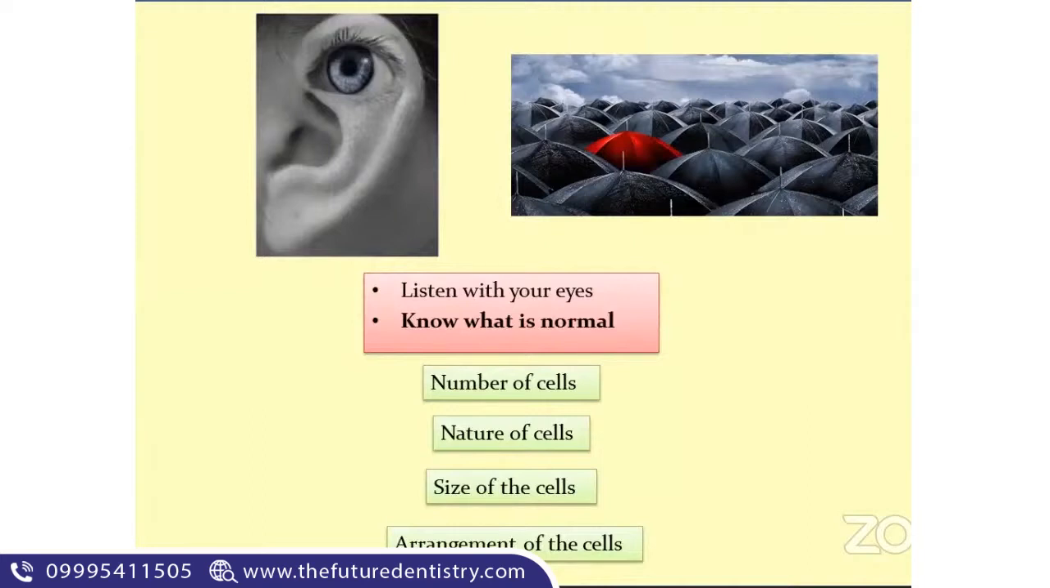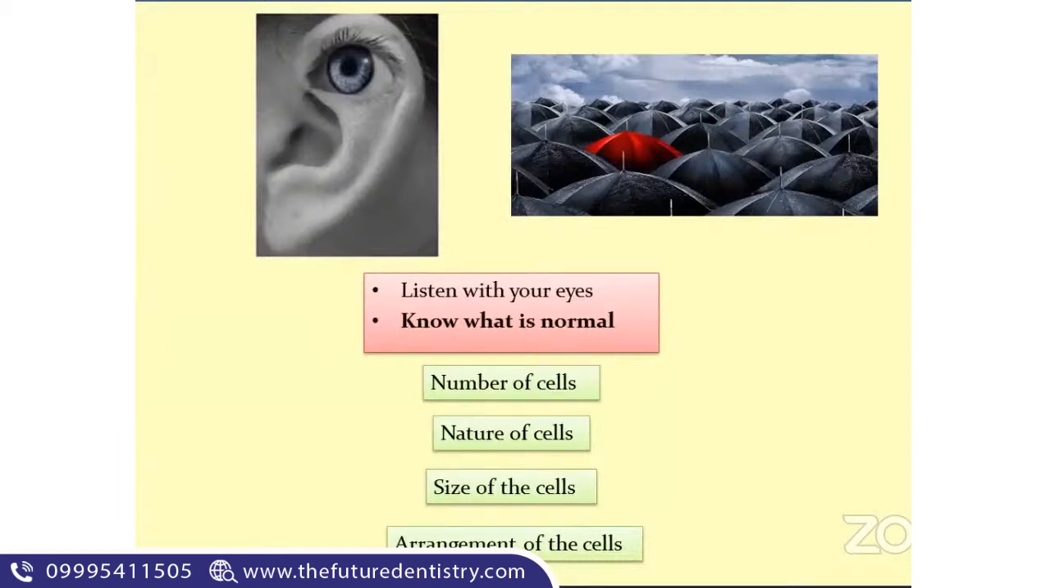Then we have the size of the cell. Now, you should have a basic idea as to what is the normal size of a particular cell. For example, for reference purposes, let's talk about the epithelial cell. You should have a basic idea in your mind as to how a normal epithelial cell looks. What is its shape? What is its morphology? What is its normal size and dimension?